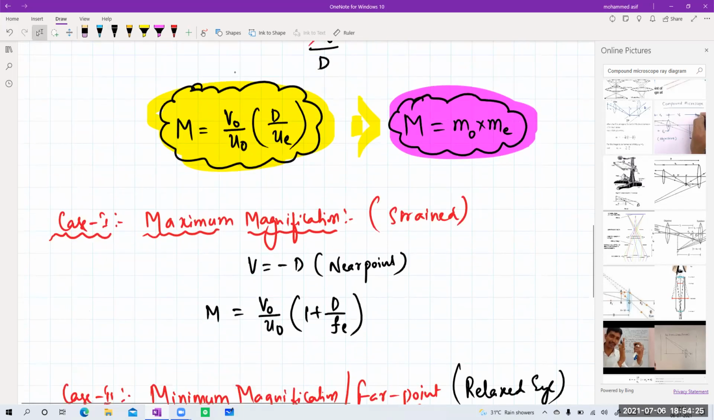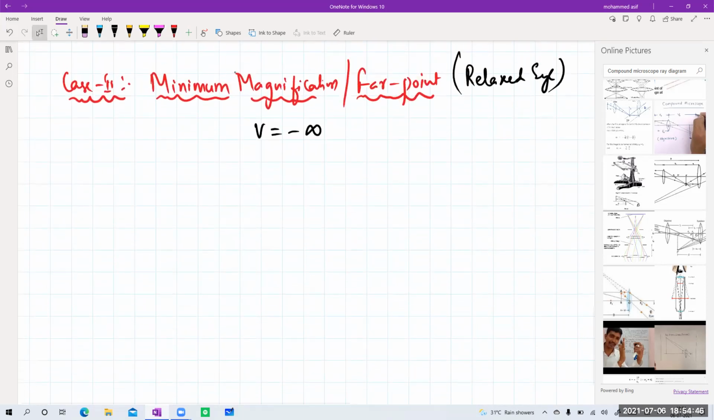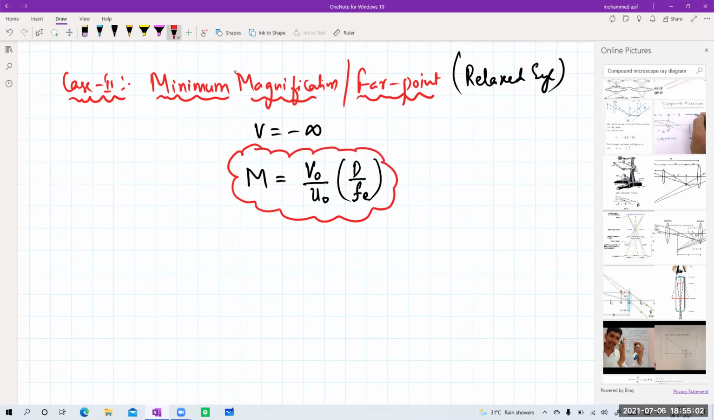Whenever you write this, D by UE is nothing but the simple microscope formula. D by UE is also equal to 1 plus D by FE in the simplification. So for the minimum magnification, when the image is at infinity, the magnification will be equal to V naught divided by U naught into D by the focal length of the eyepiece.